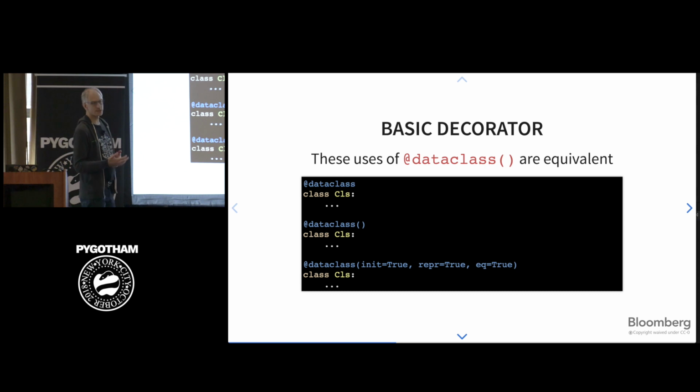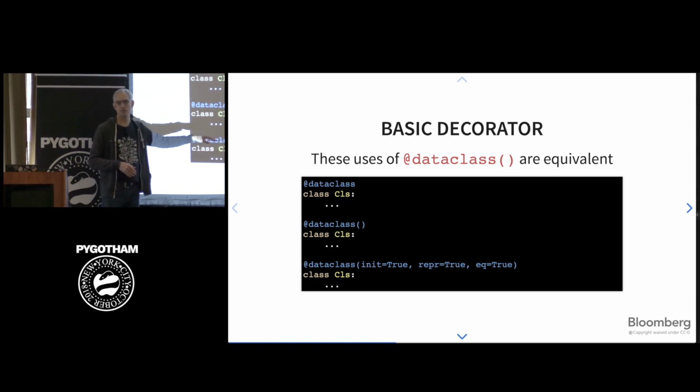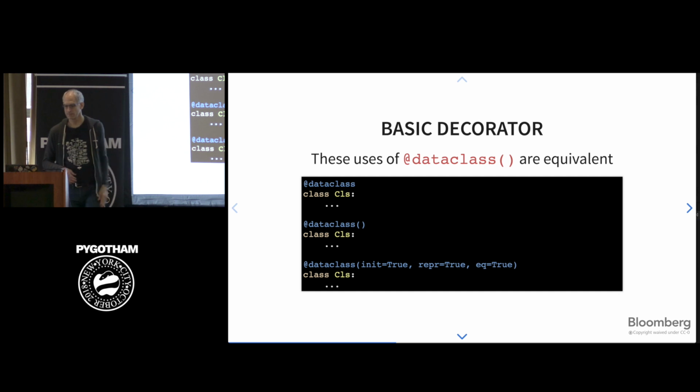So the data class decorator actually is a decorator that can take arguments. And these three usages of data class are equivalent. They all do exactly the same thing. So I can use the @dataclass with no arguments, with 0 arguments, or with these 3 arguments, which are the default values.